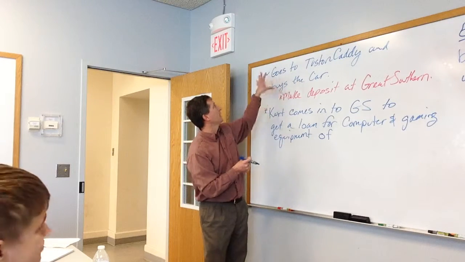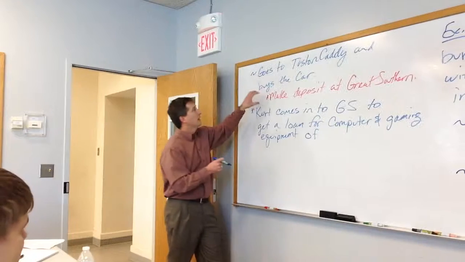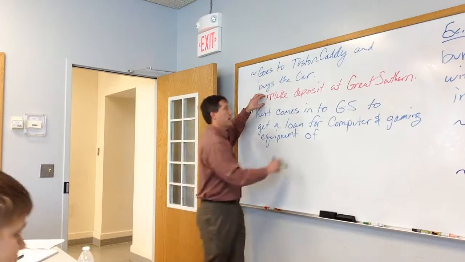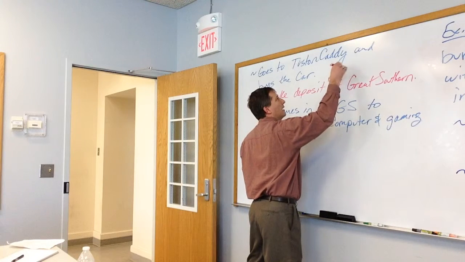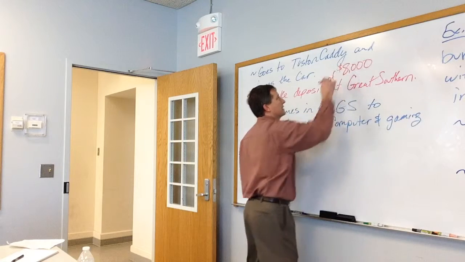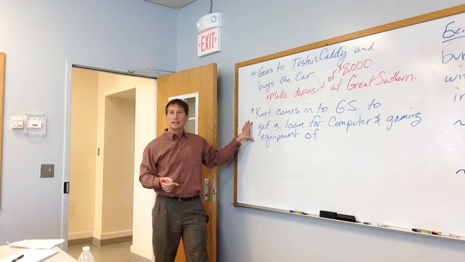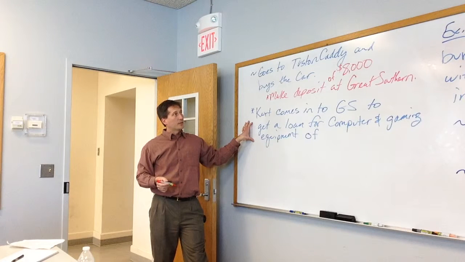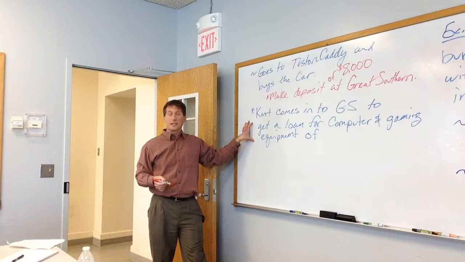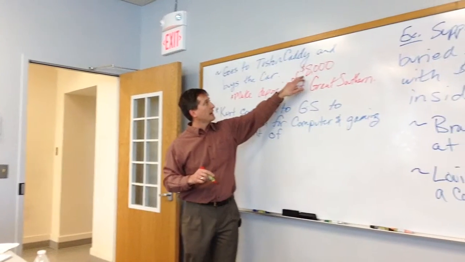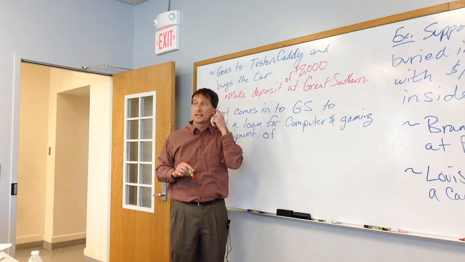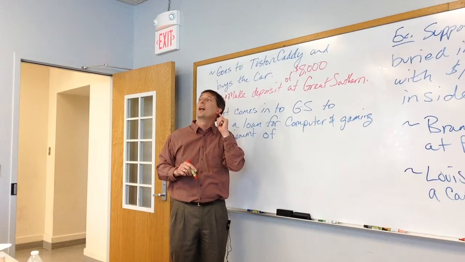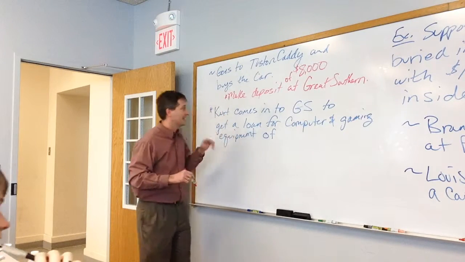6,000, right? So he goes to Tustin Caddy to buy the car. Tustin makes the deposit of, how much is it again? 8,000 is Tustin's deposit, which now allows Kurt to get a loan. So how much do we got here that Great Southern is required to hold back? 1,600, not 1,000, but 1,600, right?